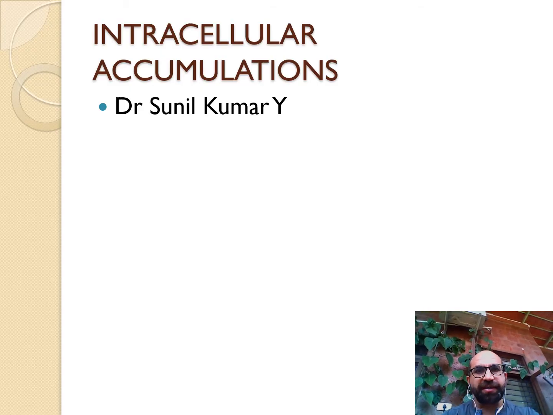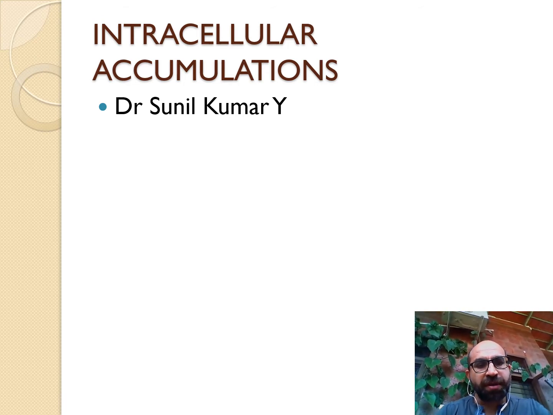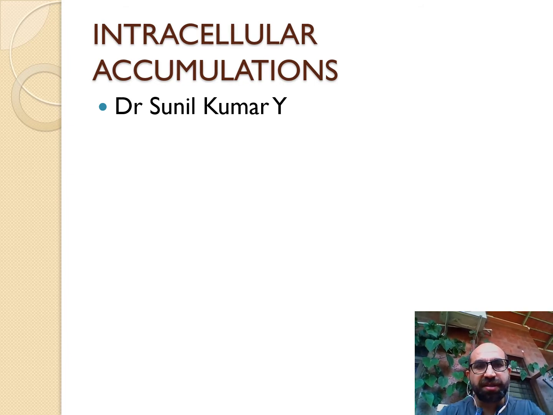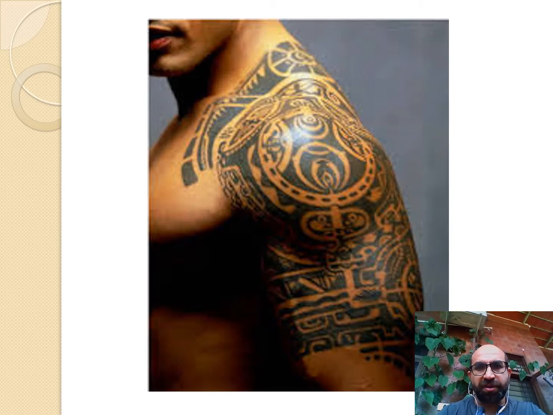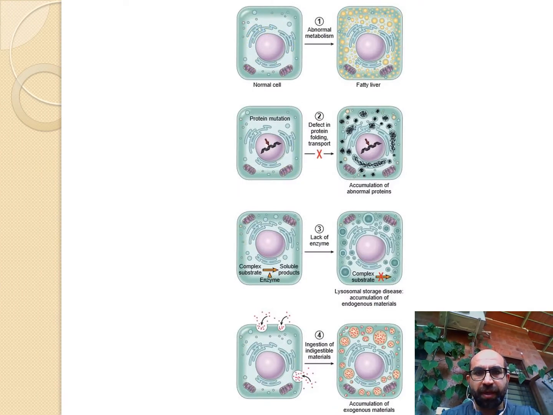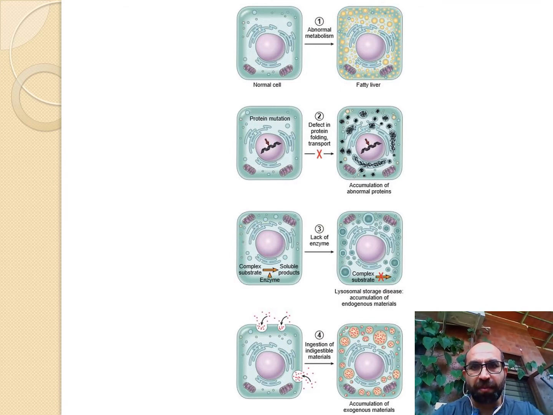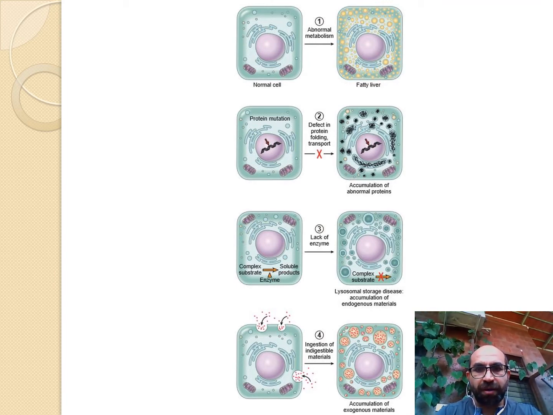Now coming to intracellular accumulation. So what is intracellular accumulation? Accumulation of certain normal constituents or sometimes abnormal constituents intracellularly during reversible cell injury is called intracellular accumulation. Things can accumulate. This is an image of a tattoo. It's one of the pigment accumulations in the skin. These are the different mechanisms by which accumulation of abnormal substances can happen: abnormal metabolism, defect in protein folding and transport, lack of enzymes, or ingestion of indigestible materials.